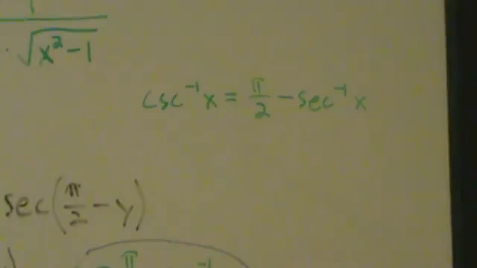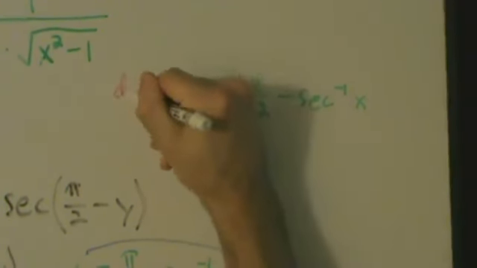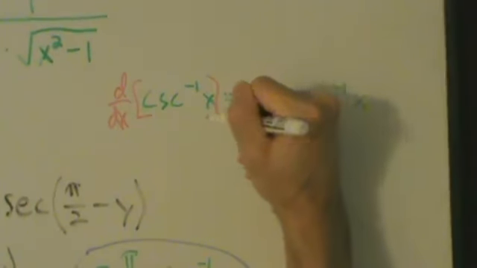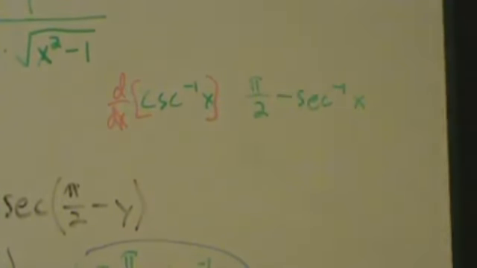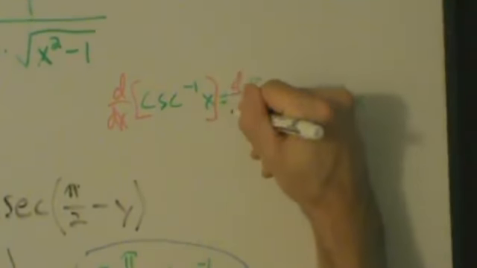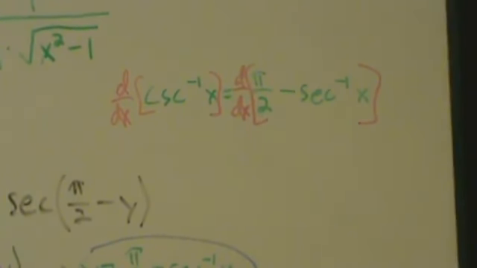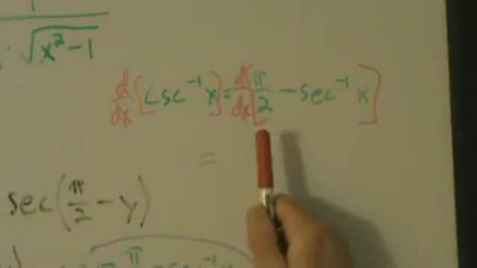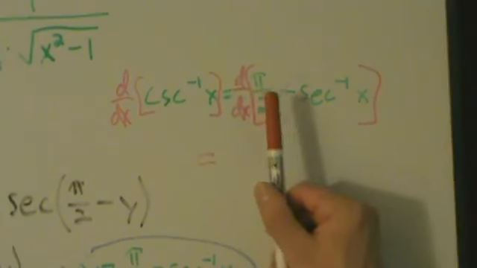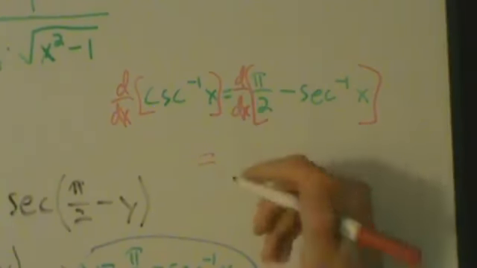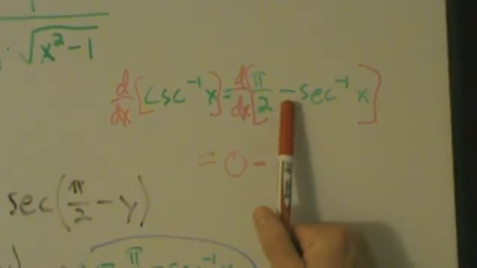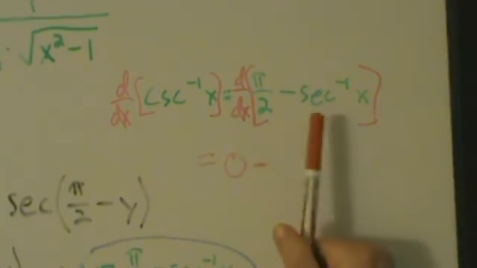Okay? So now, if we want to take a derivative, let's take a derivative of both sides. So d/dx of inverse cosecant of x is going to equal d/dx of pi over 2 minus secant inverse of x. Alright, and what do we know? We can just differentiate term by term, right? So the pi over 2 is just a constant, so the derivative of that is 0. Right, and then we have minus the derivative of inverse secant.